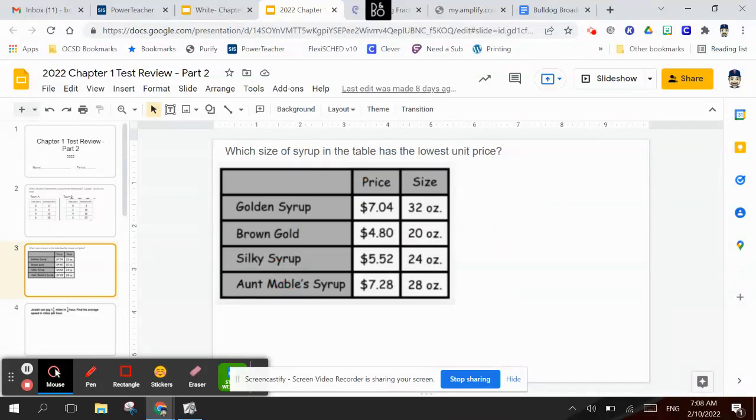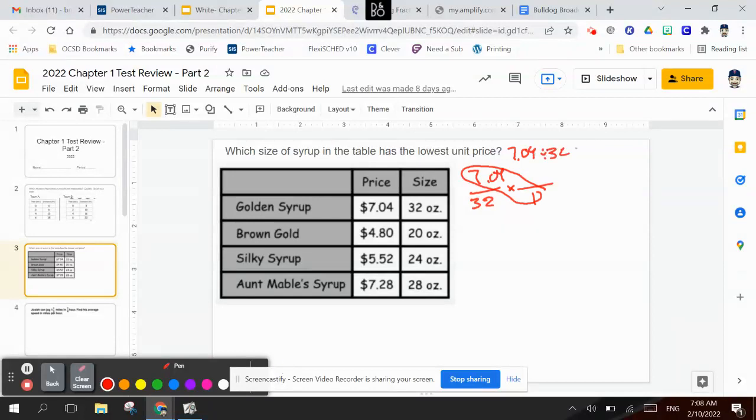It says which size syrup in the table has the lowest unit price. So again, we're going to try each one of these and find the unit price to find out how much 1 ounce is. So in the golden syrup, I have 704 over 32. So I want to know how much 1 is. So 1 times 704 is $7.04. I divide that by 32. 704 divided by 32, that is 22 cents an ounce.